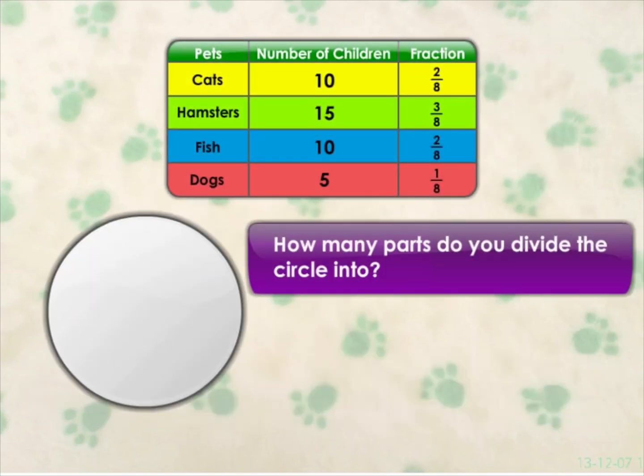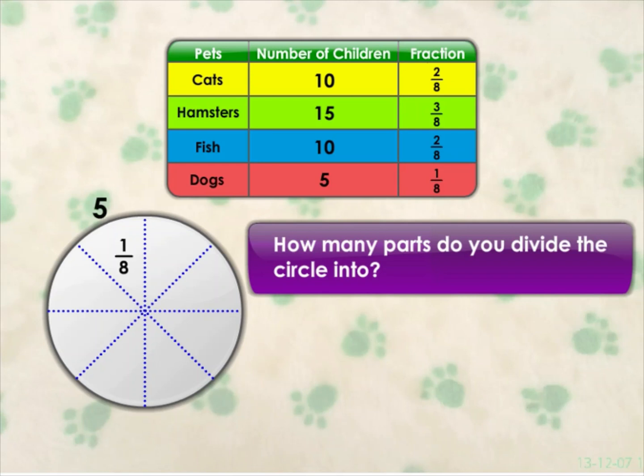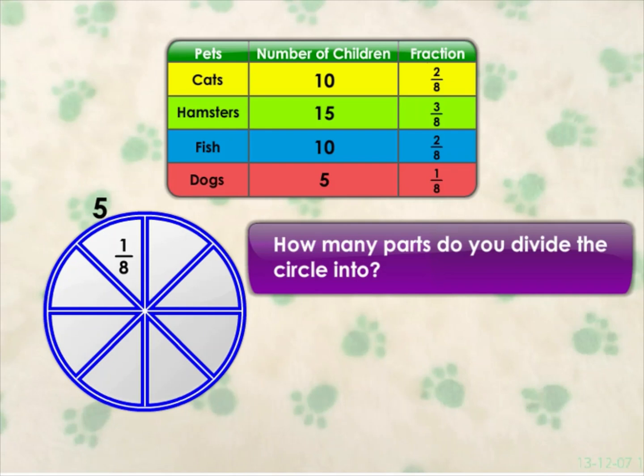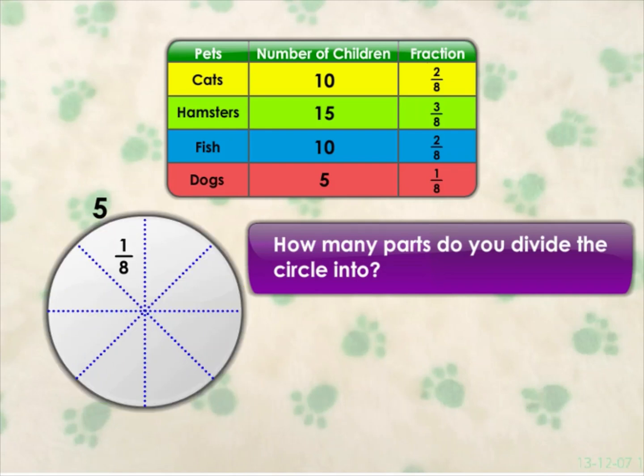How many parts do you divide the circle into? We divide the circle into 8 equal parts first. Each part equals 1/8 and it represents 5 children. Now we can determine the size of the slice for each type of pet. Let us color and label each slice.